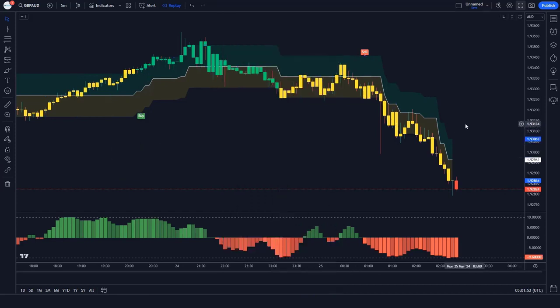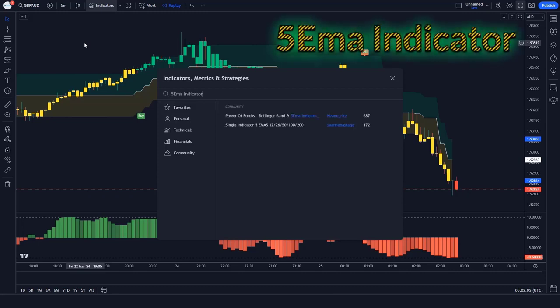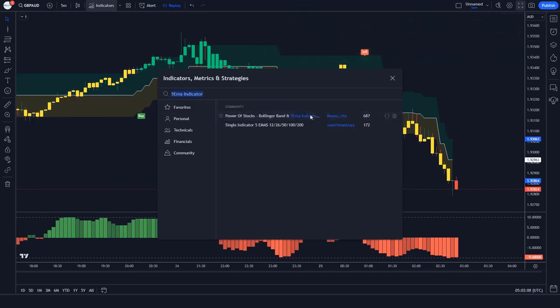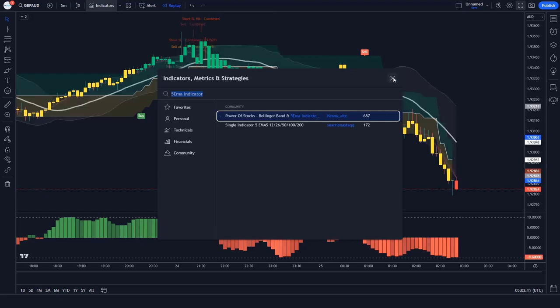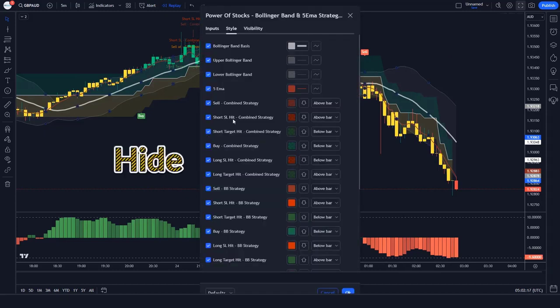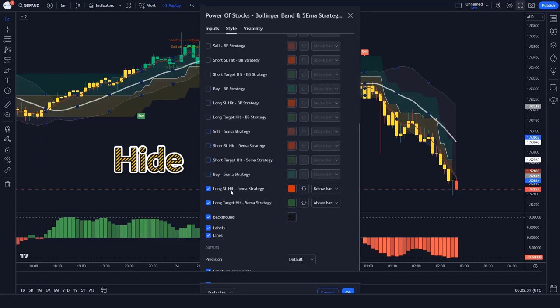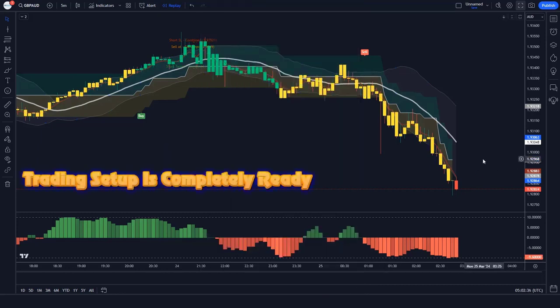After that we have to apply another indicator on the chart. We will search 5 EMA indicator in the search box of TradingView. After that we have to click on Power of Stocks Bollinger Band and 5 EMA indicator option. Let's modify the settings of the indicator. We have to hide some options. If you miss any step then you will not understand anything. You can see that now our trading setup is completely ready.